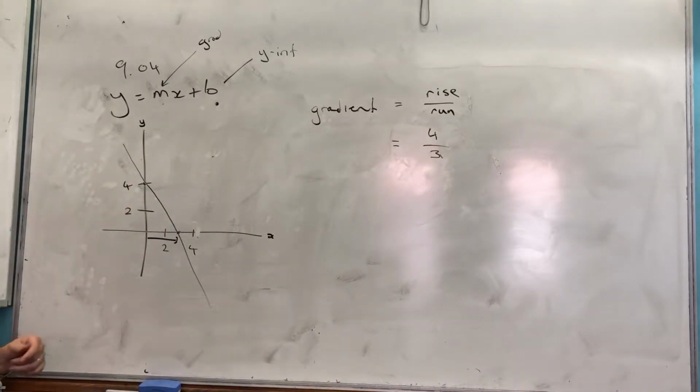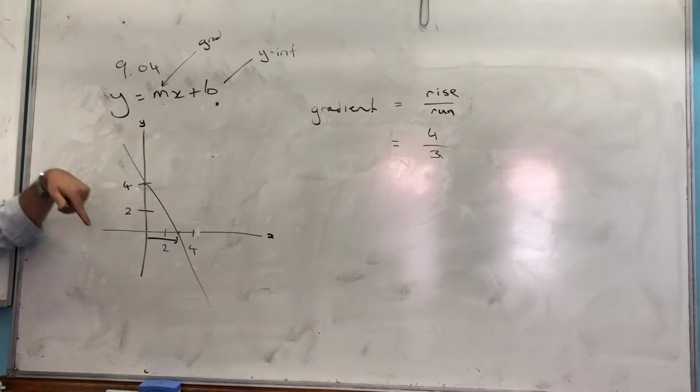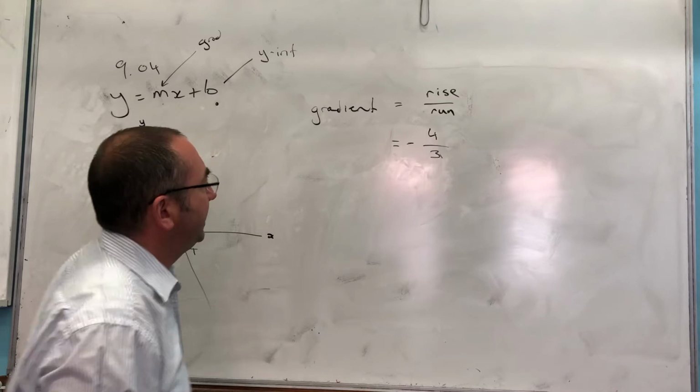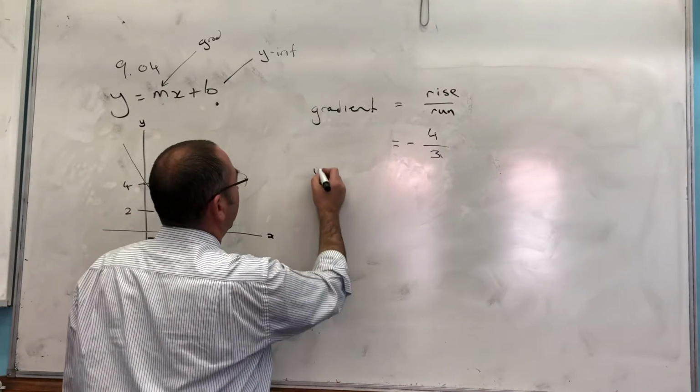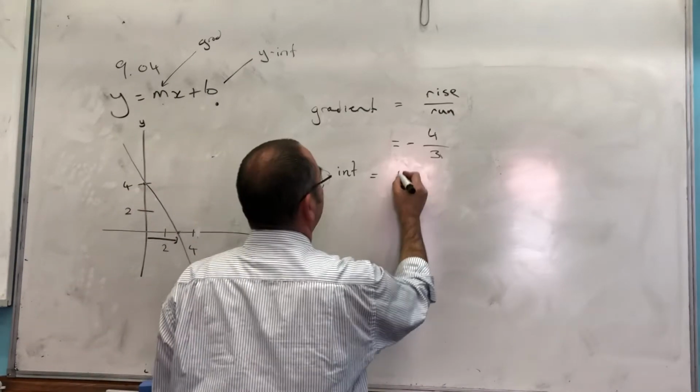And over to you. Is it positive or negative sloped? The bike's going downhill, so it would be a negative slope. So our gradient is negative 4/3. Our y-intercept is, what did we say, 4.